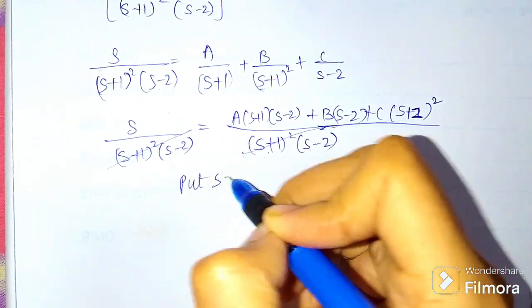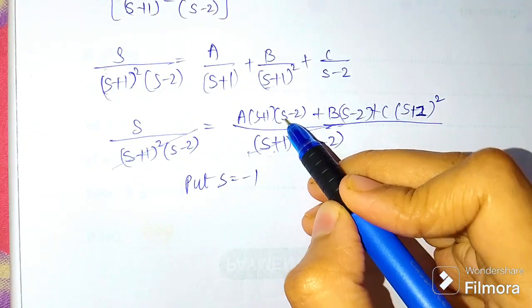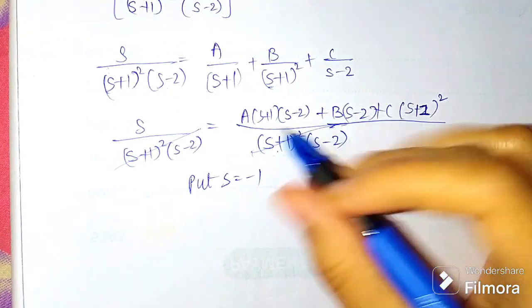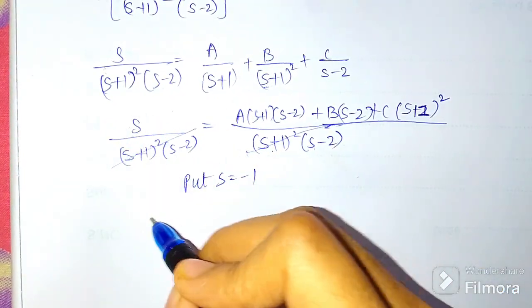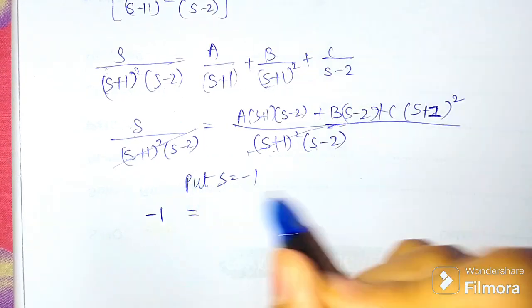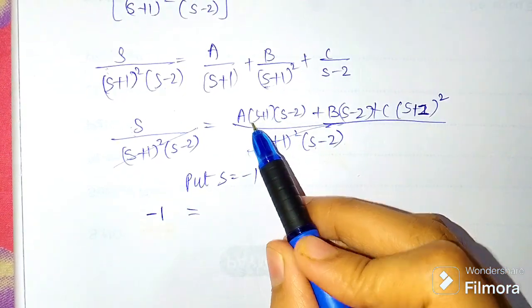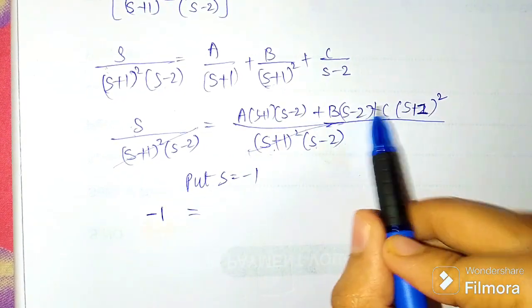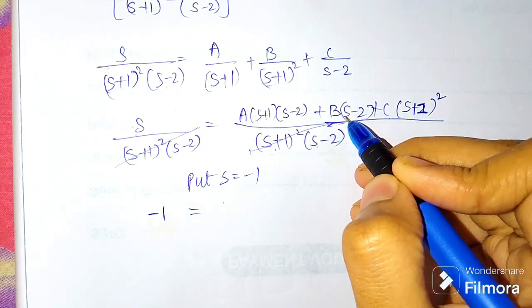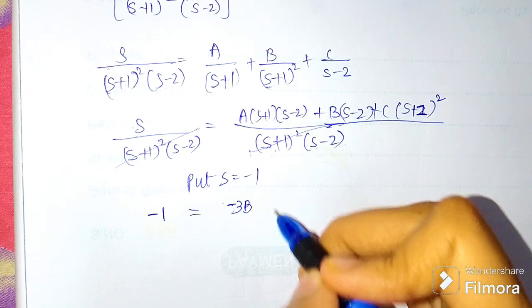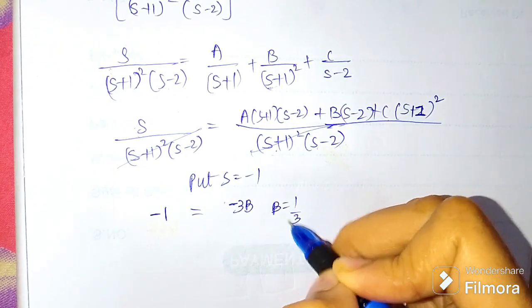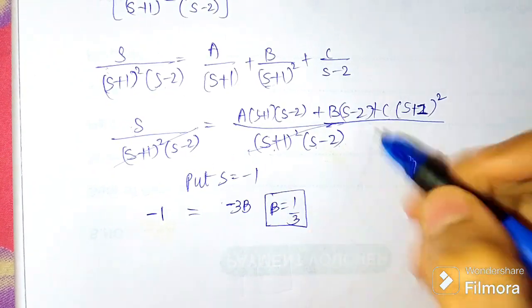Put s is equal to minus 1, then put s is equal to 2. This way we can easily get zeros everywhere. So let's put it. Putting s equal to minus 1, this side, this will become 0, this will become 0, only b will be left. So b into s is minus 1, so minus 3b. So what is b? b is 1 by 3. See, we got one value very easily.